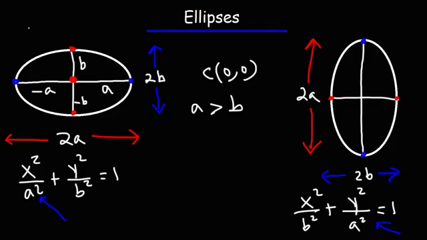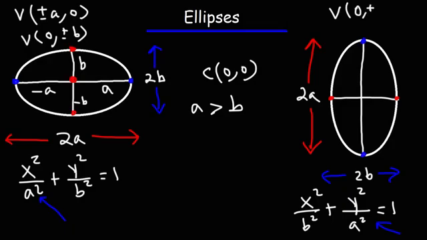For the ellipse on the left, the coordinates of the major vertices are plus or minus a comma 0. For the minor vertices, it's 0 comma plus or minus b. For the ellipse on the right, it's the reverse. The coordinates of the major vertices are 0 comma plus or minus a, and for the minor vertices, it's plus or minus b comma 0.